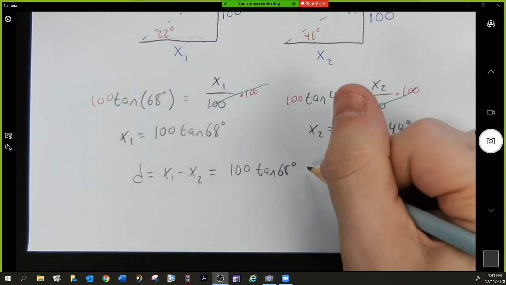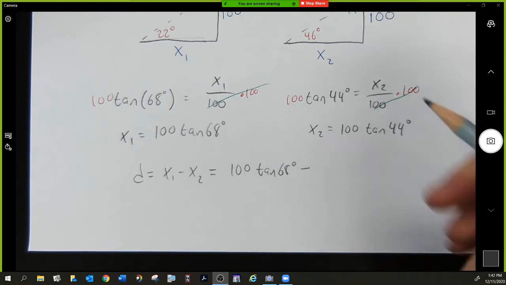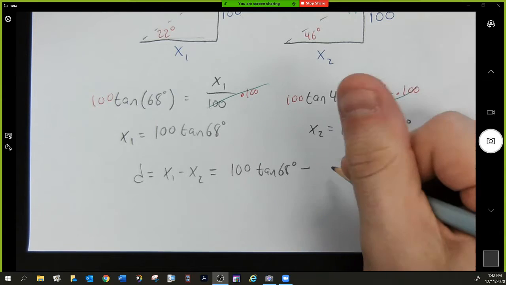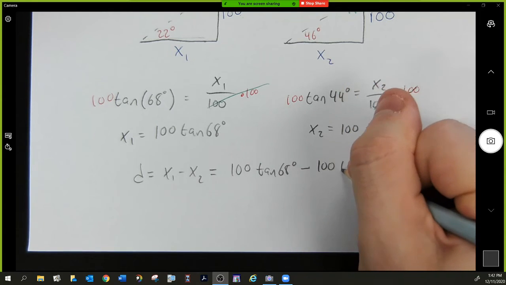No, you can't cancel the 100s. You could factor them out, but you're working too hard. We can't cancel because they're being multiplied to our tangents.